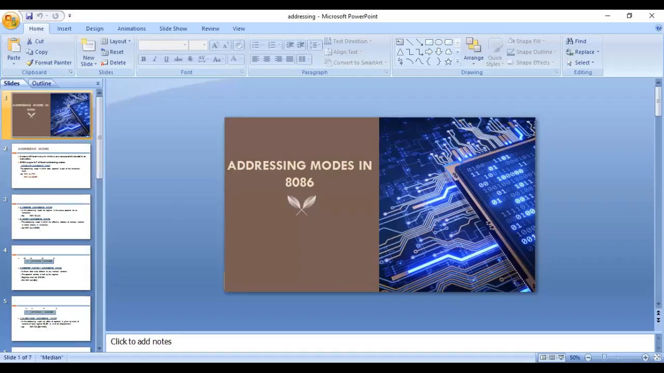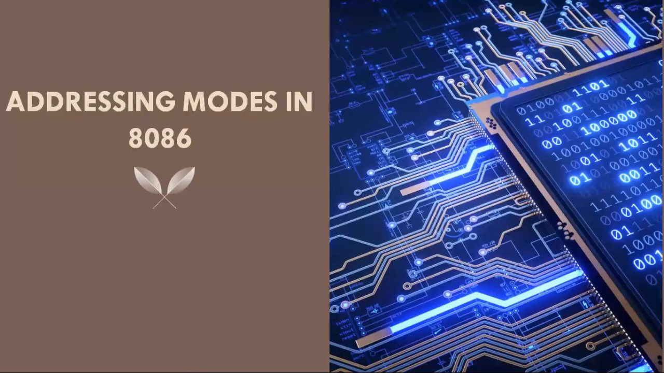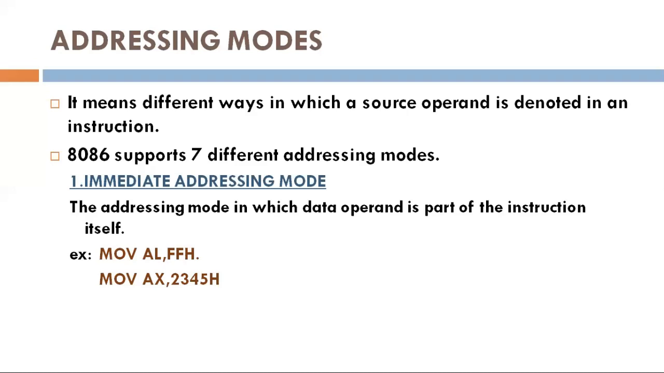Addressing modes in 8086. Addressing modes means the different ways in which a source operand is denoted in an instruction. 8086 supports 7 different types of addressing modes.